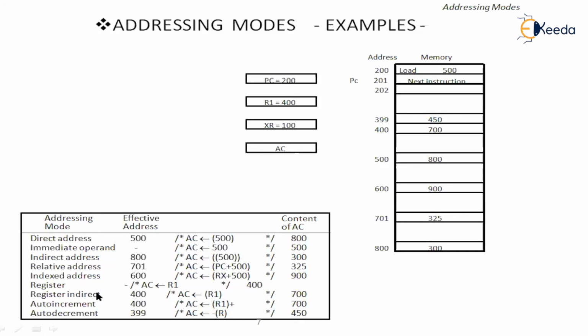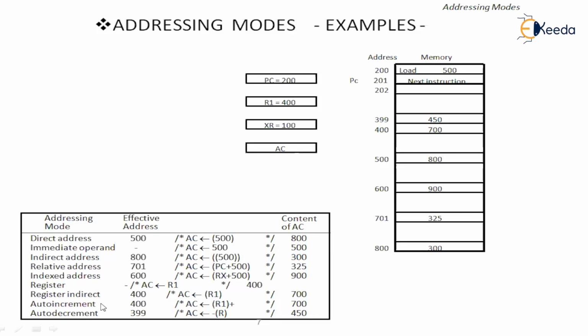In the register indirect mode, the contents of R1 will be considered as a memory address. 400 cannot be directly transferred. Rather, 400 is going to give you a memory address. Going to that memory address, get that content and transfer it to the accumulator. The accumulator is equal to memory of R1. What is the memory of R1? Memory of R1 is 700. 700 is getting transferred.